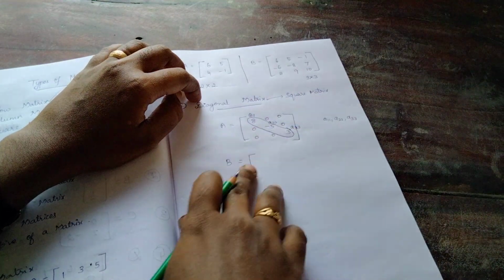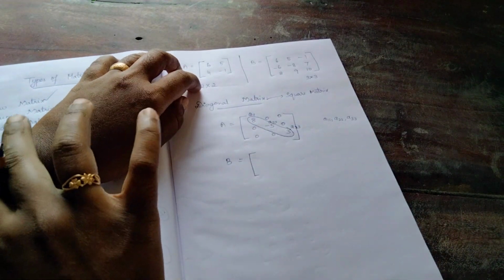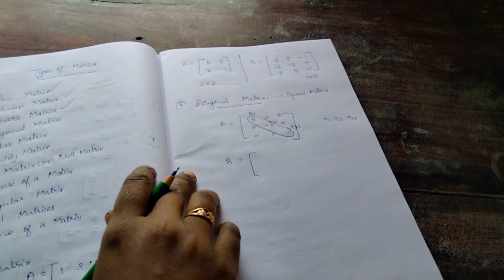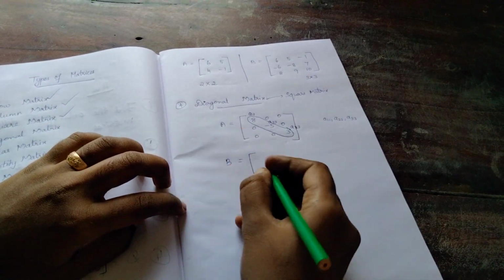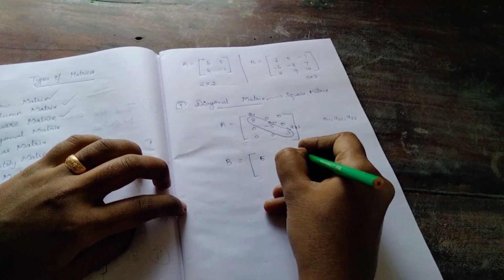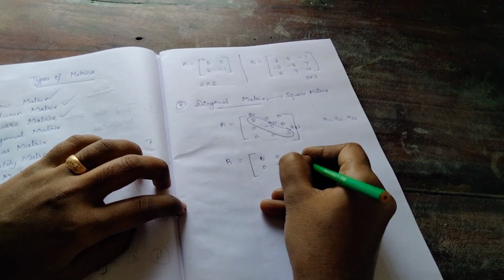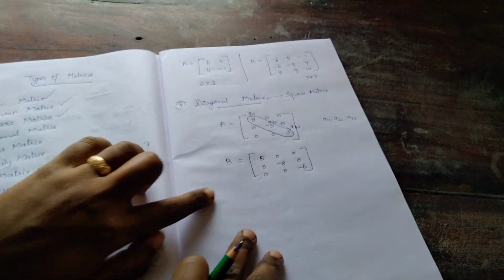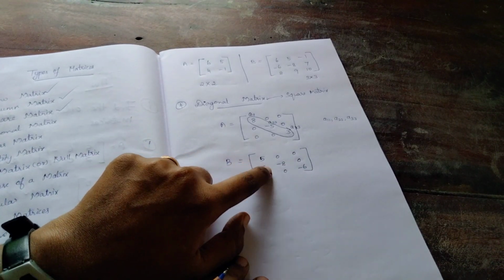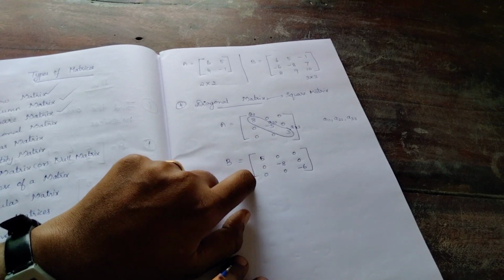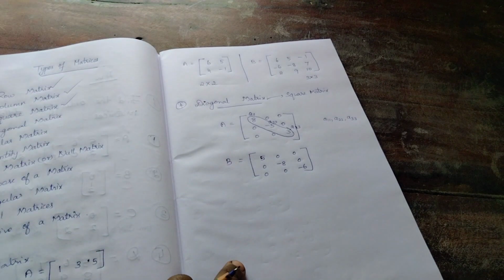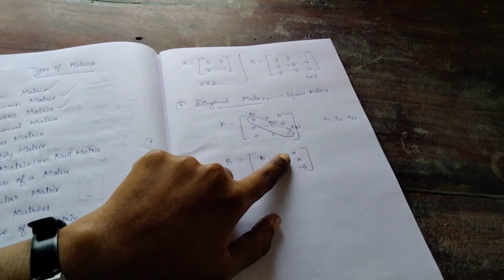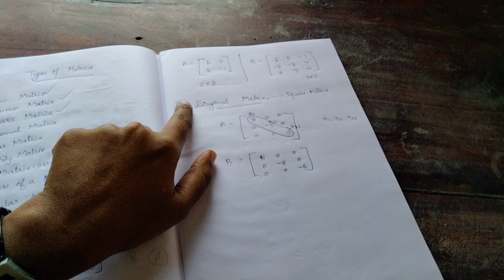So here B is equal to 5, 0, 0, 0, minus 8, 0, 0, 0, minus 6. So here also check the leading diagonal: 5, minus 8 and minus 6. So these leading elements only contain the numbers. All other entries are 0. So that is the meaning for diagonal matrix.